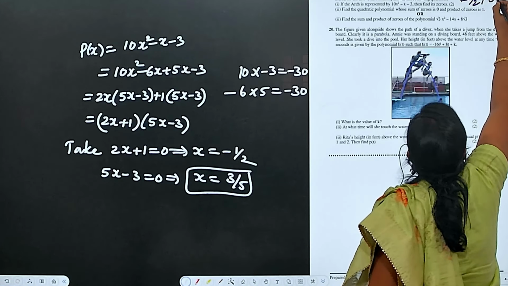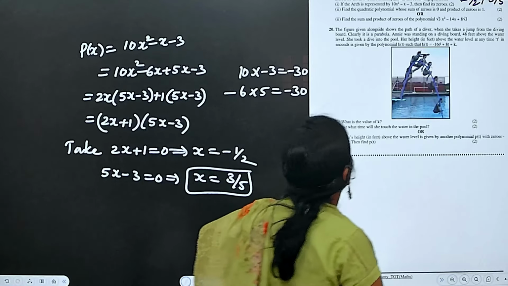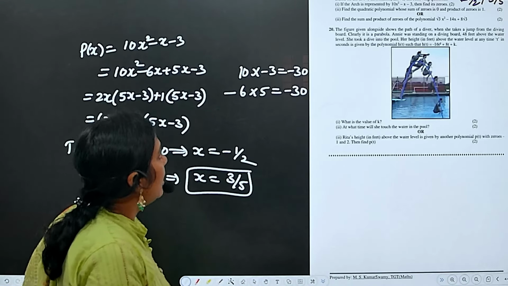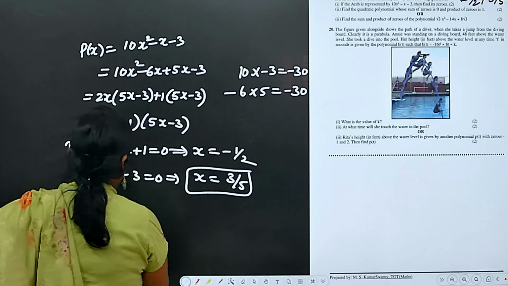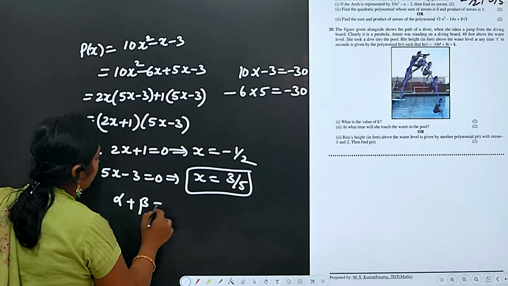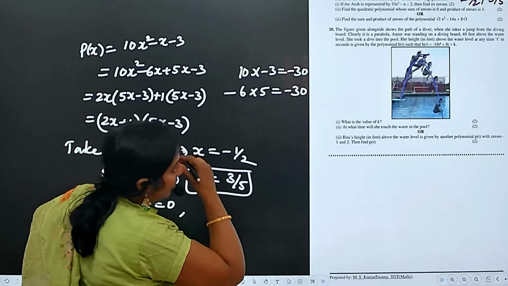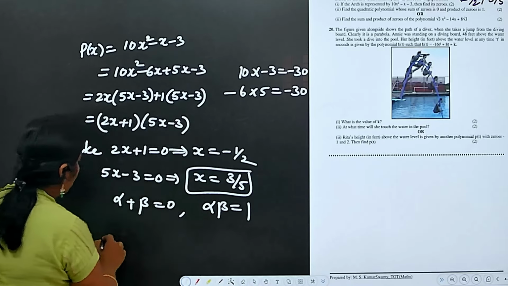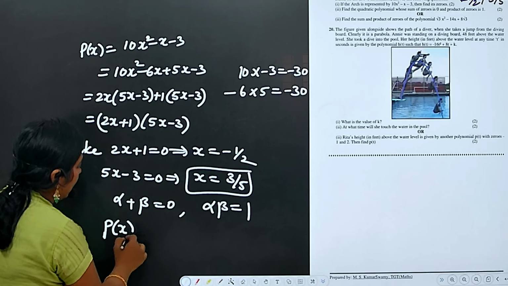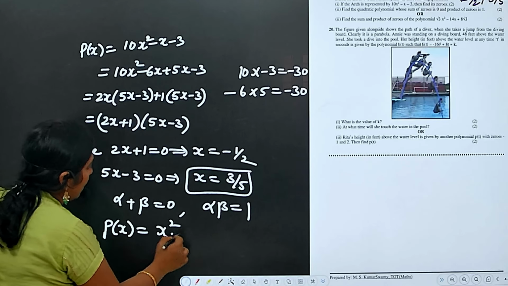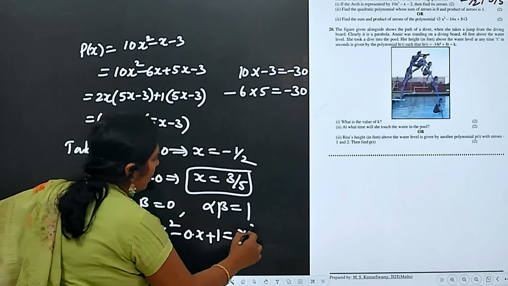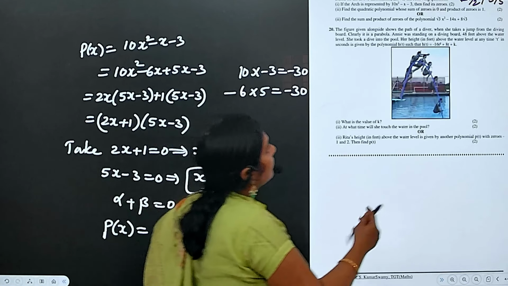Okay. Find the quadratic polynomial whose sum of zeros is 0 and product of zeros is 1. Alpha beta equals 1. So P of x equals x square minus 0 into x plus 1. The polynomial is x square plus 1.